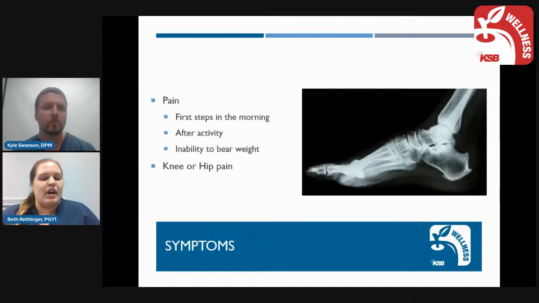So pain from this equinus deformity or the plantar fasciitis can cause pain in your first steps in the morning, after activity, and sometimes the pain is so severe that patients are unable to bear weight. And with compensation from this pain, you can also have knee pain or hip pain resulting from that.